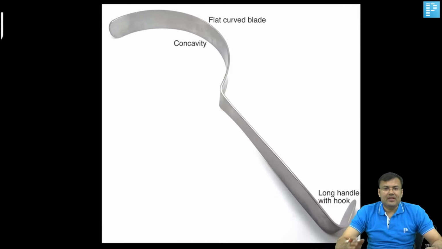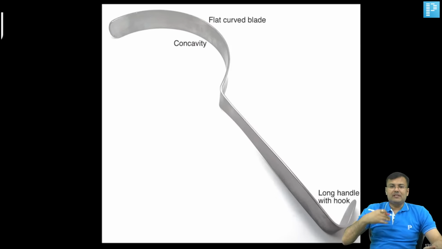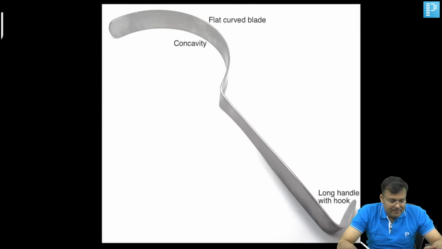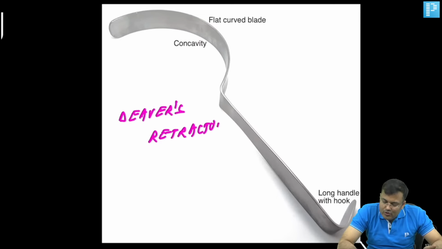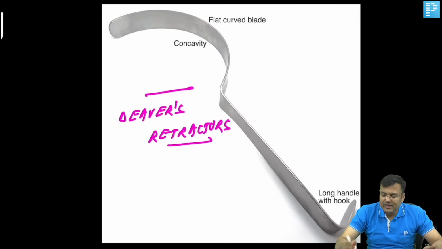Next, tell me, magical instrument. Especially for major abdominal surgeries, malignancy surgeries, hepatectomy, gastrectomy, gastrojejunostomy we are using it. Guys, tell me what's the name? Yes, Tanya, Kishore, this is Deaver's retractor. For major intra-abdominal surgeries we are using it to retract the liver, the bowel, the stomach.